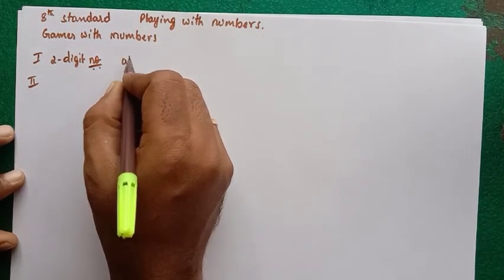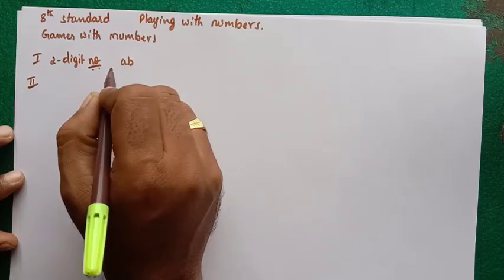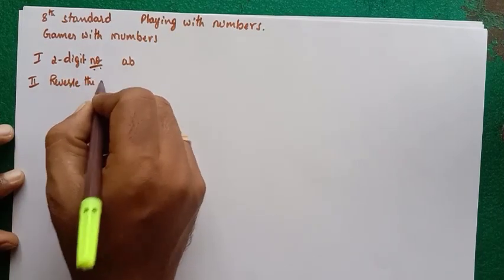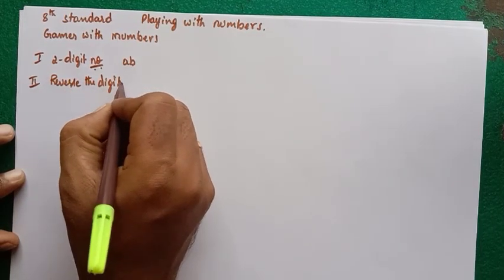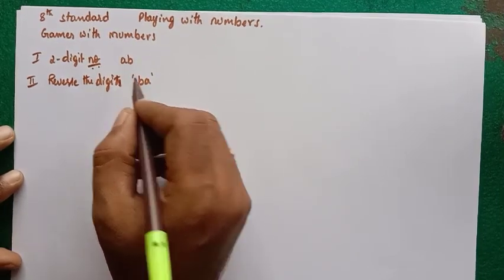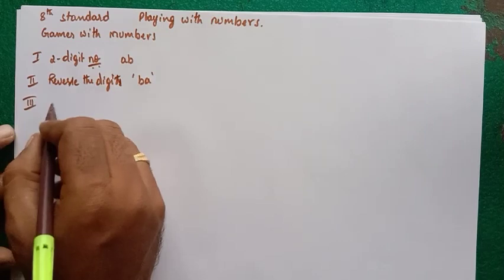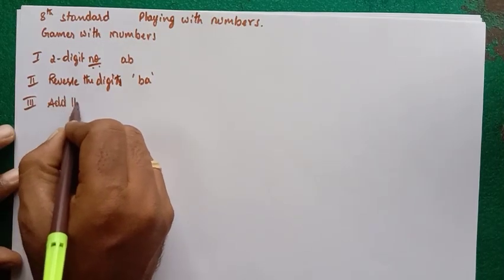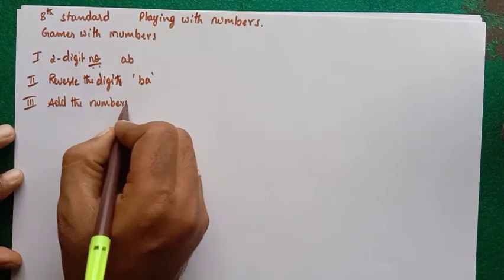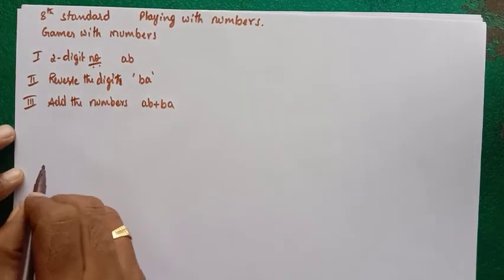Let the number be AB, with B in the ones place and A in the tens place. Reverse the digits. What happens now? It will be BA. Yes, right. Add this to the number you started with. You add these two numbers. That is AB plus BA. You add both. That's right.